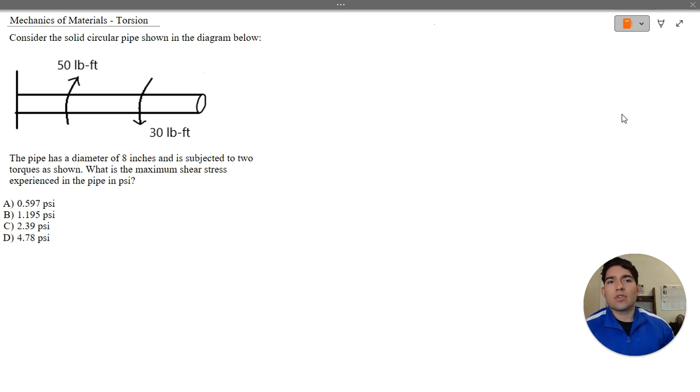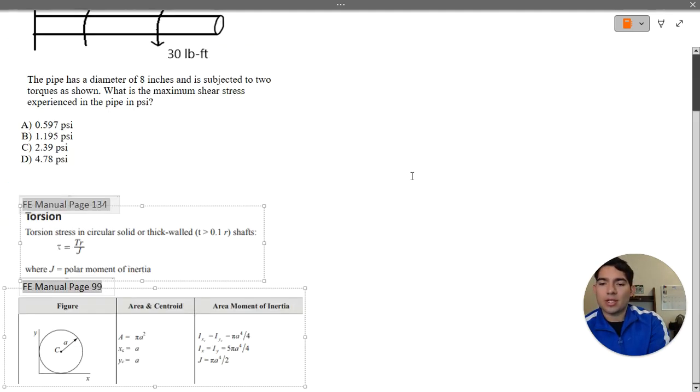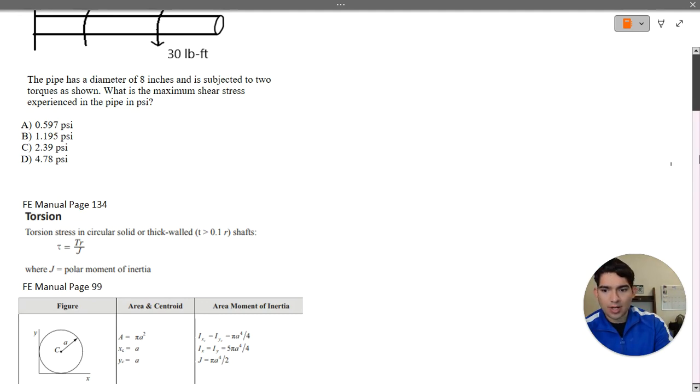So if you think back to your mechanics of materials class, you'll realize that since we have torques applied on this pipe, those torques are going to generate shear stress in the pipe. So the first thing that we need to do is we need to go to our FE reference manual and pull up a couple of formulas for this problem. In this case, it's going to be these formulas right here.